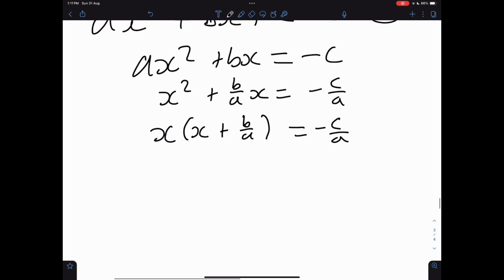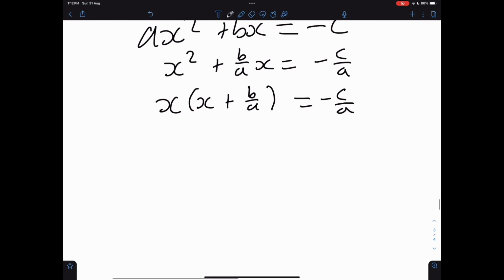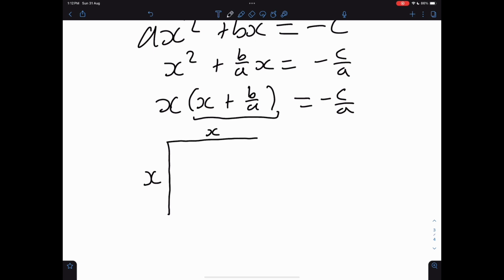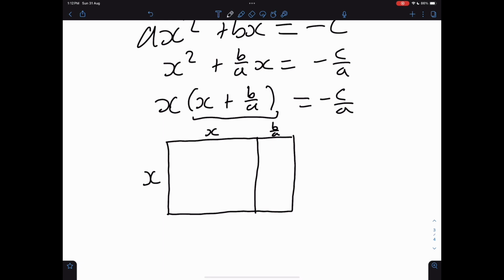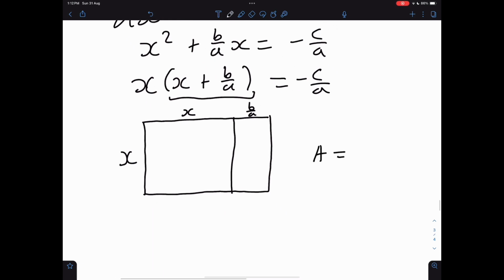Well, think of in everyday life where you might hear squared come up. I'm thinking probably the most common way would be meters squared or something like that, which is area. You know, you got 1 meter length and 1 meter width. You get an area of 1 meter squared. So we can imagine that this x is a length x, and then this is a width of x plus b over a. And let's say that area is equal to minus c over a.